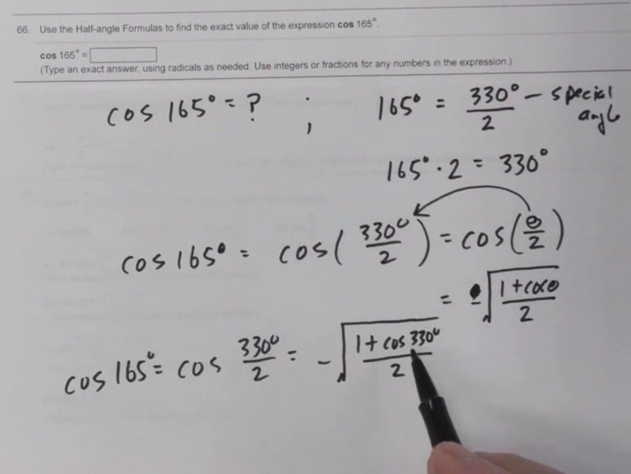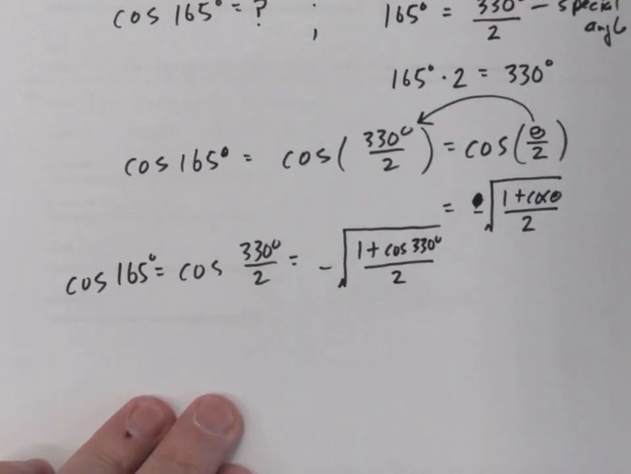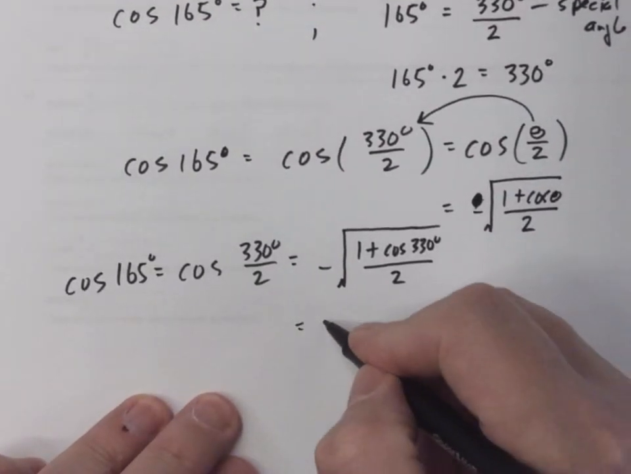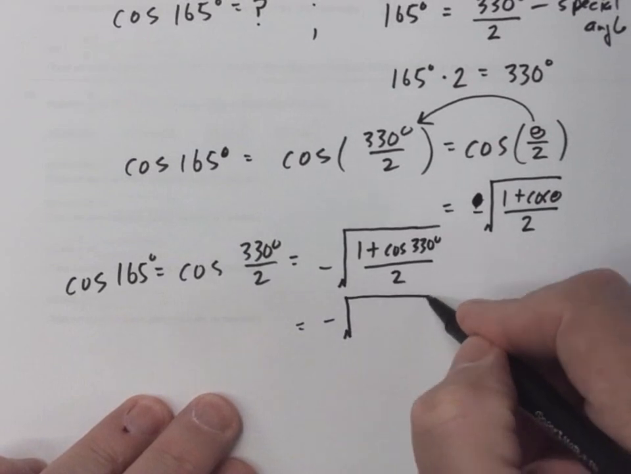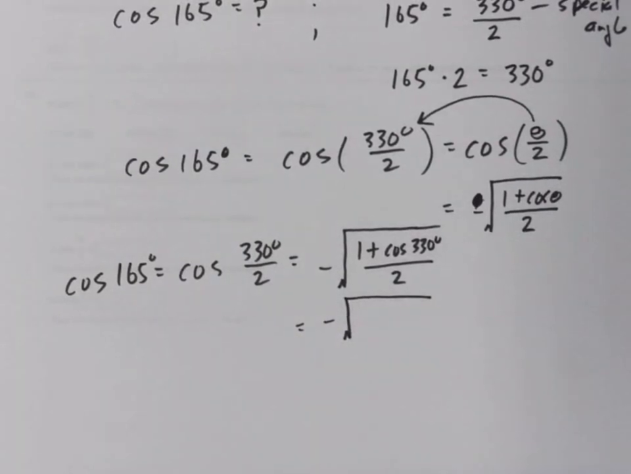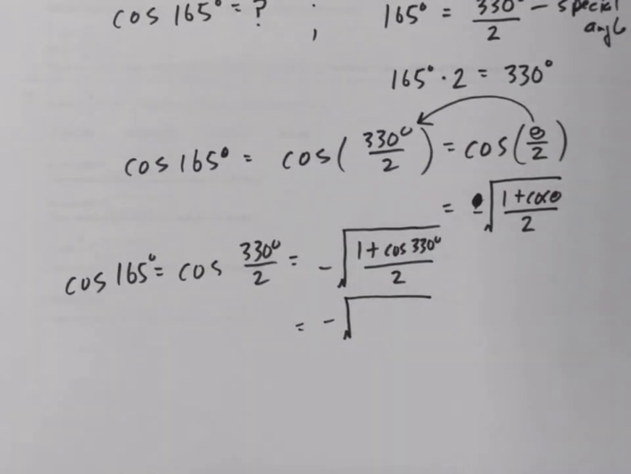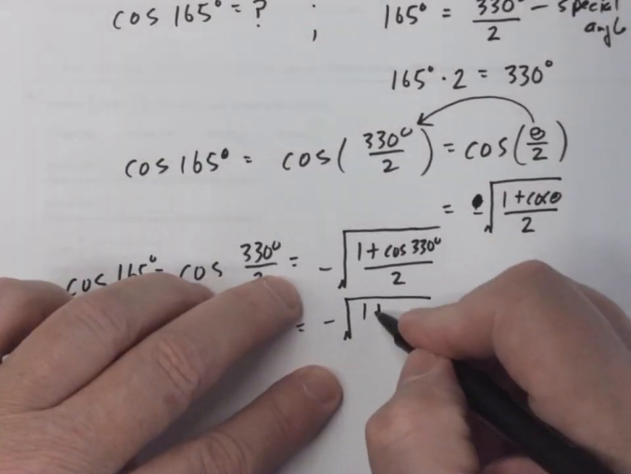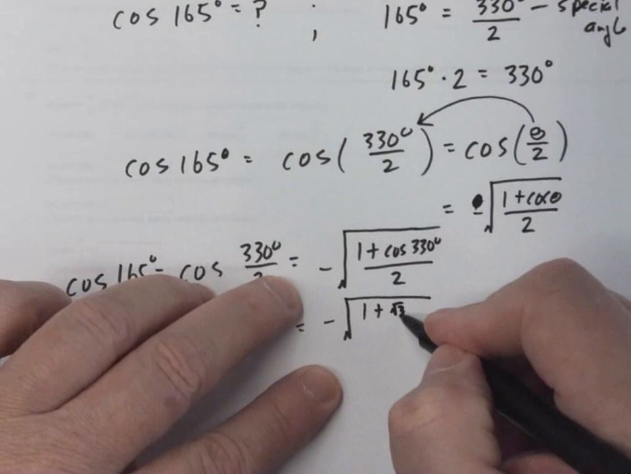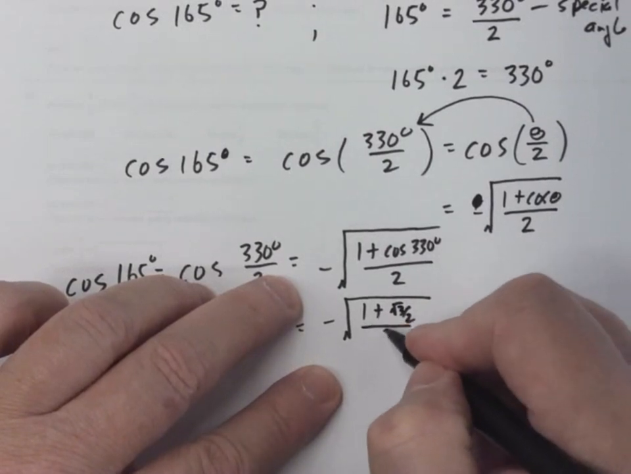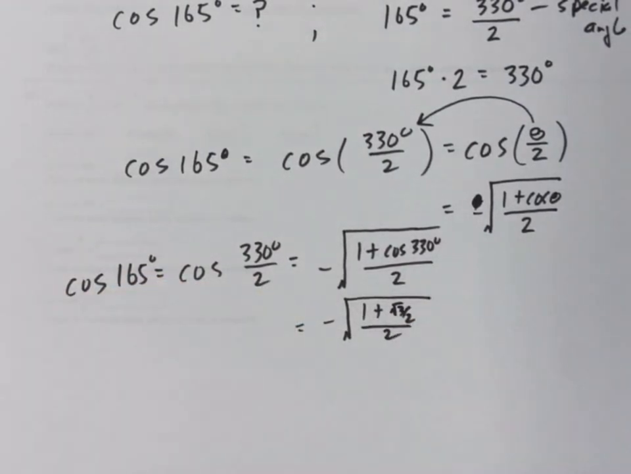Now, the cosine of 330 degrees is a special angle from the unit circle. What's the cosine of 330 degrees? Square root of 3 over 2. So I have 1 plus square root of 3 over 2, all that over 2, and that whole thing is still inside a square root.